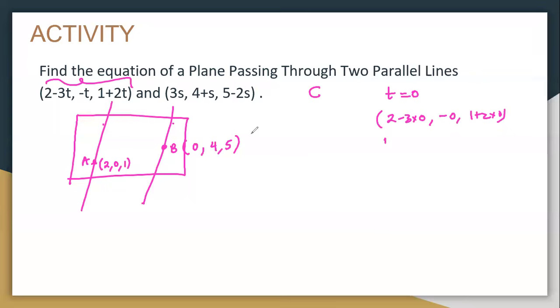To get another point along this line, I will just say T is equal to 1. So when T is equal to 1, I have 2 minus 3, which is negative 1, comma, negative 1, comma, 1 plus 2, which is 3. So I can get another point along the line, which I can call C, and this is (-1, -1, 3). If I don't want to use this, I can use a point along this line by saying when S is equal to 1. So what happens is that you have now (1, 2, 3).